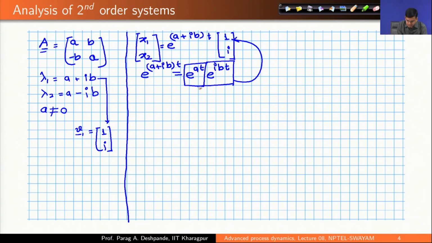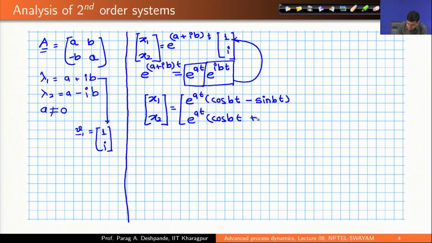So, therefore, what is going to happen is that my ultimate solution [x1 x2] is going to look like this: e to the power a t times [cos b t minus sin b t]. This is the previous solution which I got, e to the power a t times [cos b t plus sin b t], right.